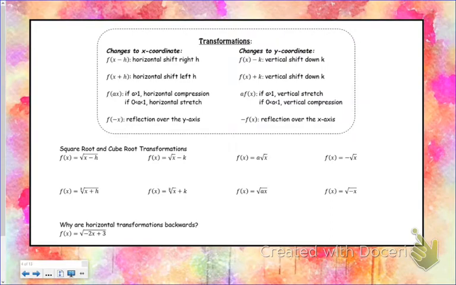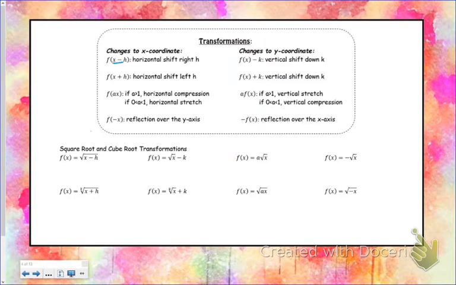Now, the next part is our transformations. Now, these are going to be very similar. We'll talk about that later. These are going to be very similar to what you guys have already done. Now, the information in the box, that's your generic parent functions, okay? This is going to be very, very similar to what you did with absolute value, what you did with quadratics, the same types of transformations, okay?